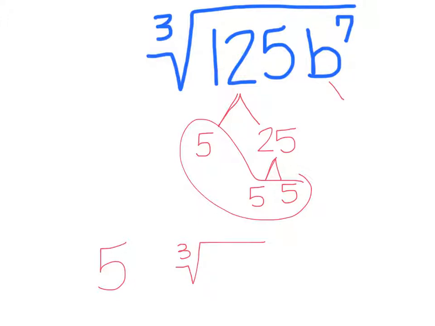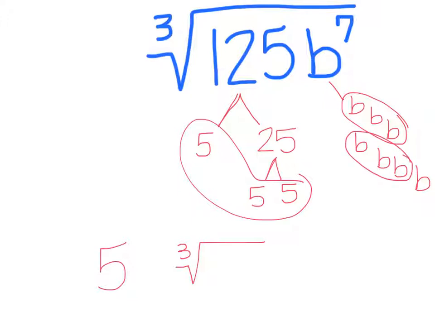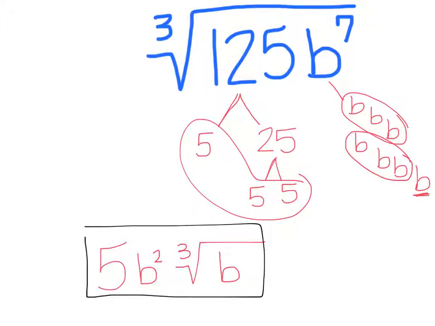The b's, let's see, we have 7 of those. 1, 2, 3, 4, 5, 6, 7. We're looking for sets of 3. So there's a set, and 1 left over. So we have 2 sets of b's, so what will be on the outside? B squared. B squared is correct, for b times b. So b squared, and what's left inside? Just 1 b. The 25, we broke it down, so that's already been taken care of. And that would be your answer.